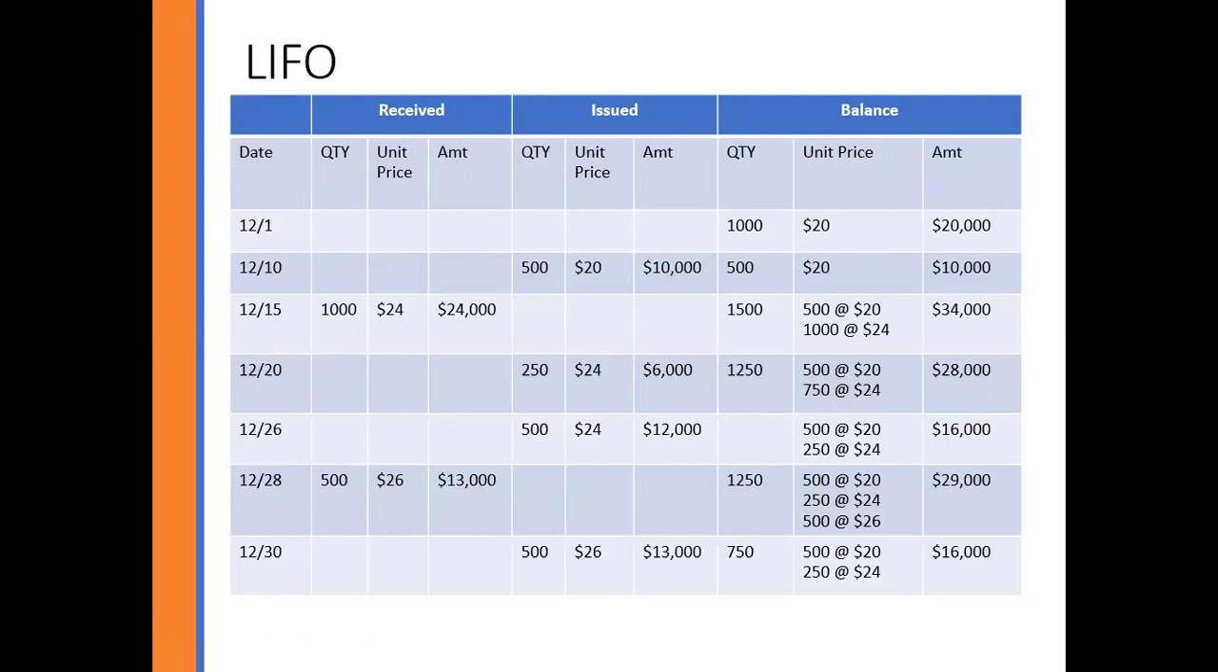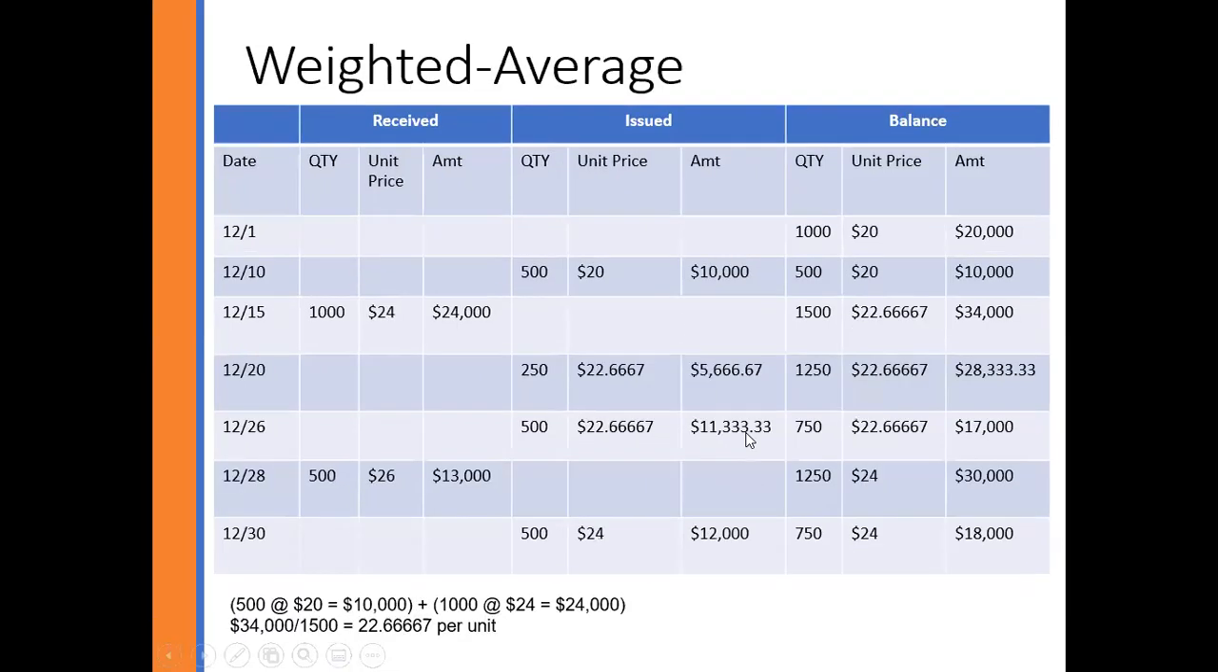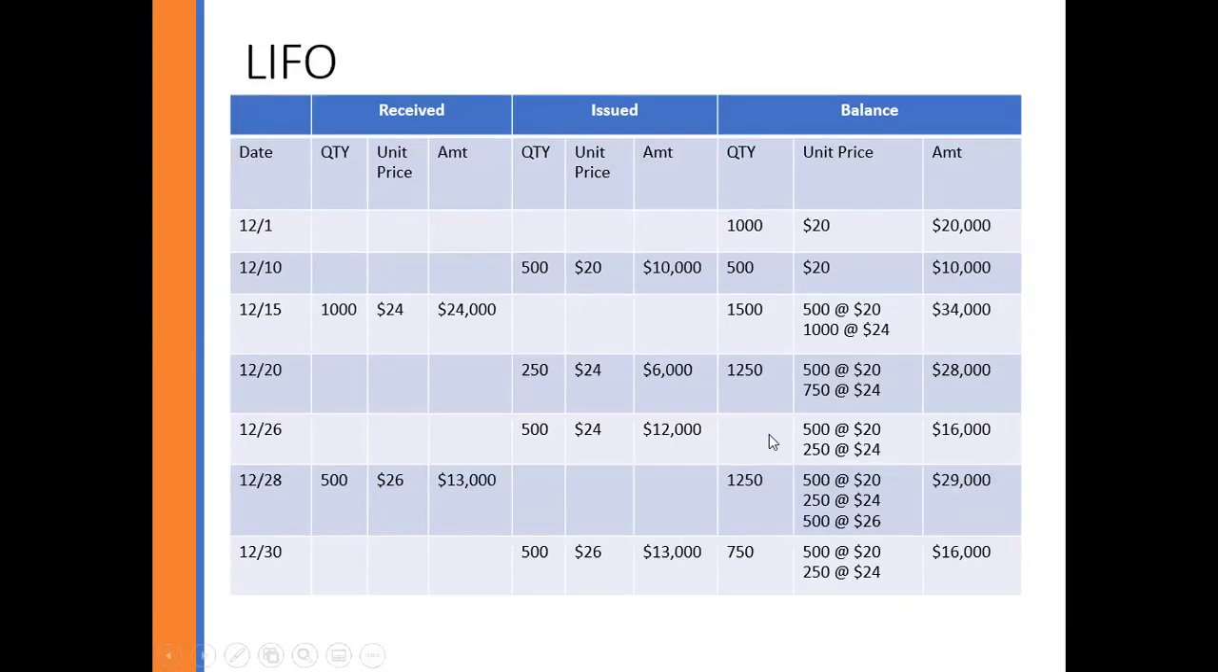Our material inventory, raw material inventory, okay? And then same thing here, December 26, now we use another 500, but instead of going back and using these 500 at $20 each, we use the 500 that cost us 24 each, so that's $12,000 material cost. So now we've got 500 left. This is supposed to say 750. We've got 750 units left, 500 at $20 each, 250 at 24 each. We do the math on that, 16,000.